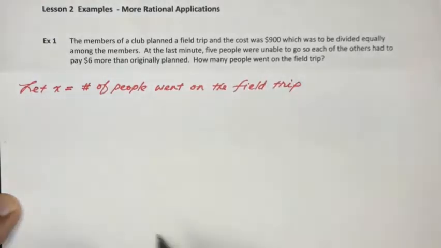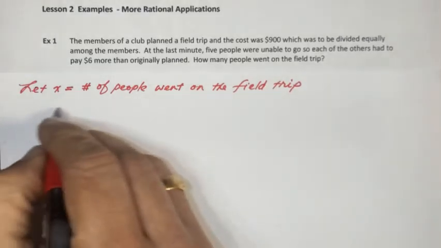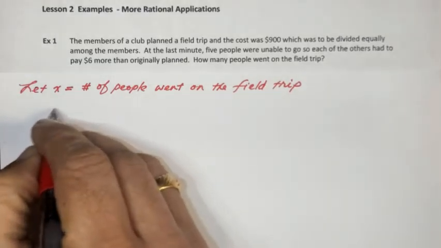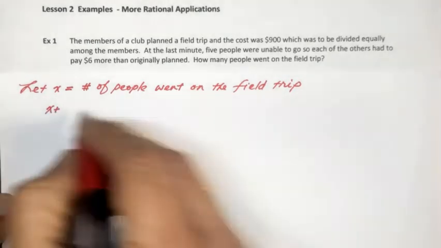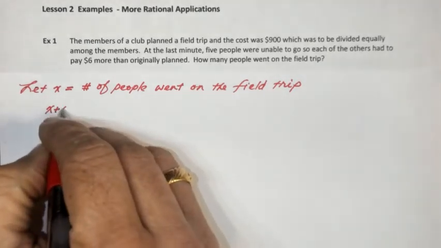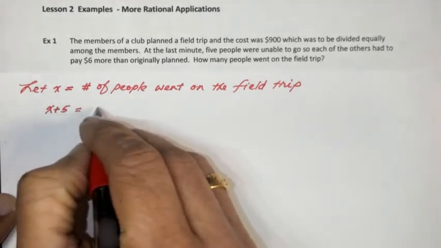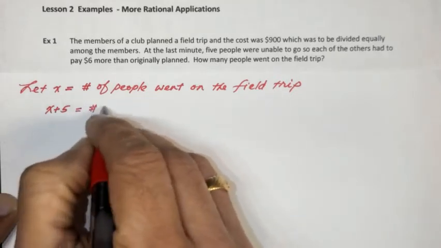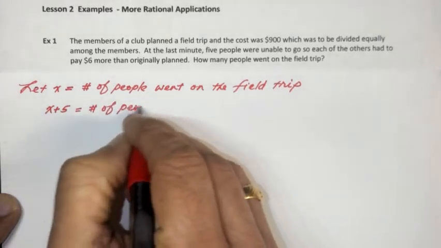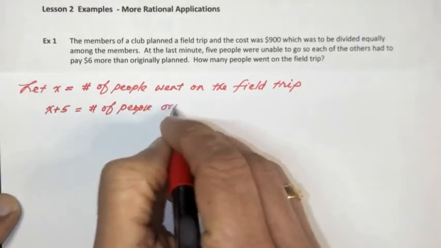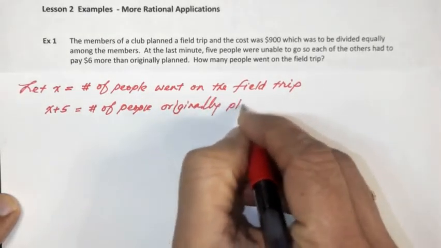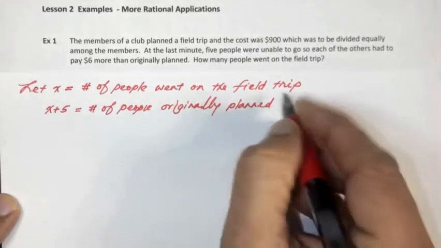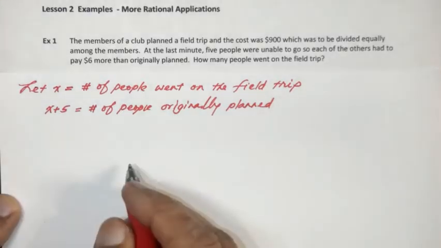Okay, so obviously x plus 5, because 5 people canceled their plans at the last moment, so x plus 5 would be the number of people originally planned for the field trip.